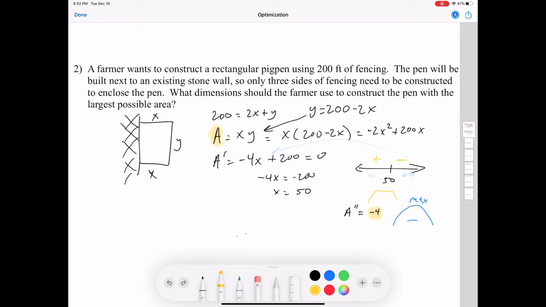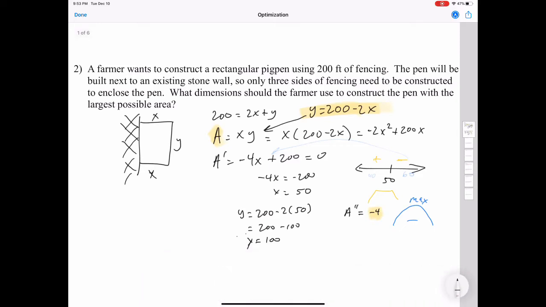Okay, all right, so if I find my x value, we have to find our y value. Lucky for us, again, we have our equation all ready to go up here. y is equal to 200 minus 2x. x is 50, so 200 minus 100. So y is equal to 100. Okay, so our dimensions are 50 by 100. Okay, and don't forget to write feet.